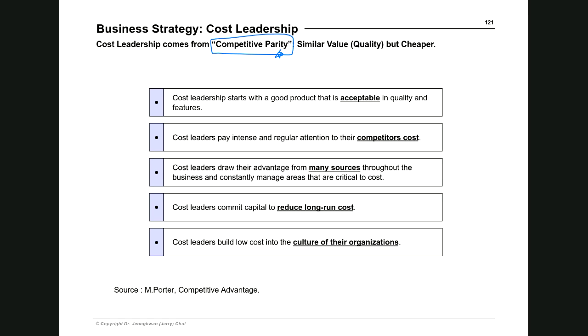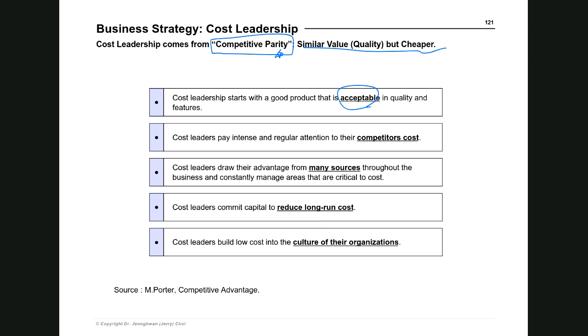Okay, however, in order to do that, the competitive parity comes from the similar value, the quality, acceptable quality, reasonable quality, but cheaper than any penny. Xiaomi. What if the Xiaomi does not work well? Do you want to buy? No. Xiaomi is acceptable. However, that is cheaper. That's the reason why the customers buy the Xiaomi. That's the cost leadership. So cost leadership starts with a good product that is acceptable in terms of the quality and the feature. Acceptable quality, please. Acceptable feature. Not best.